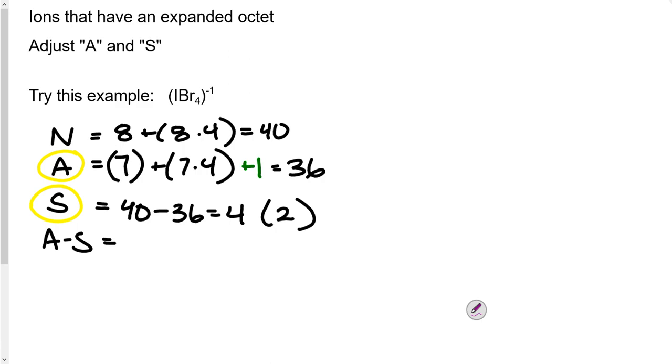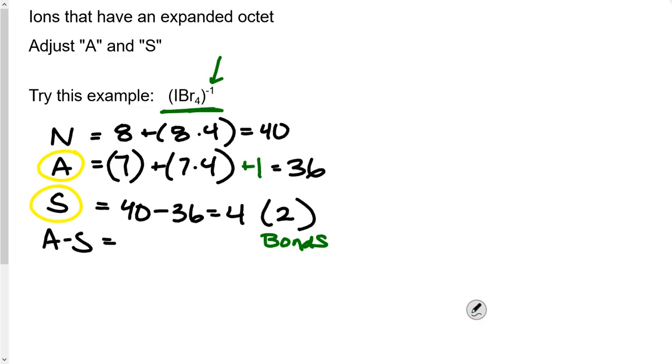The last type of problem that you may encounter is when the A and the S values both have to be adjusted, as in the example IBr4. So you will notice that I have calculated N to be 40, A is 36. Notice that I do have an ion of minus 1, so I've accounted for that. And I've subtracted 40 minus 36 to get 4, which tells me that I have 2 bonds. But when I look at my structure, I have 4 bromines.